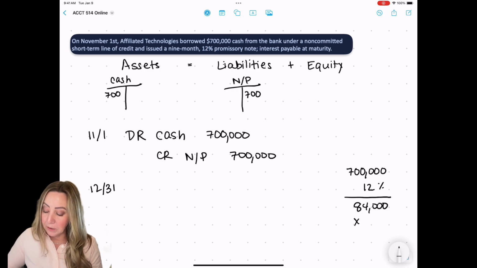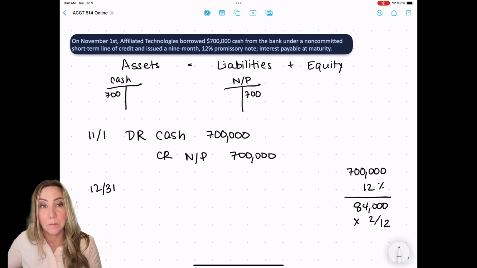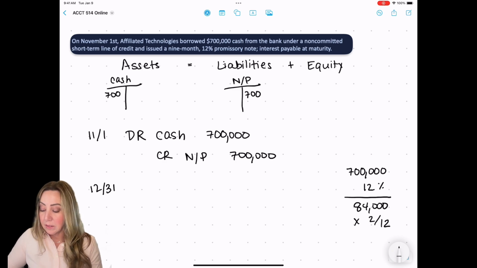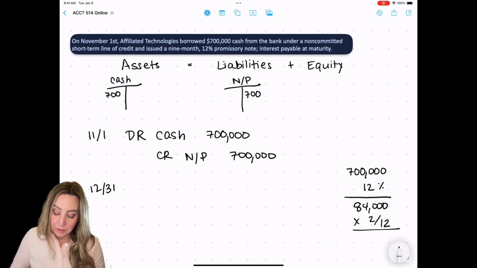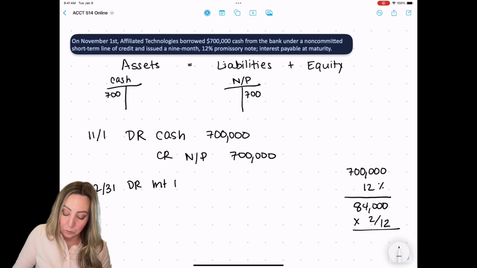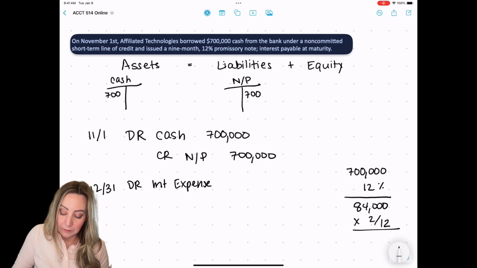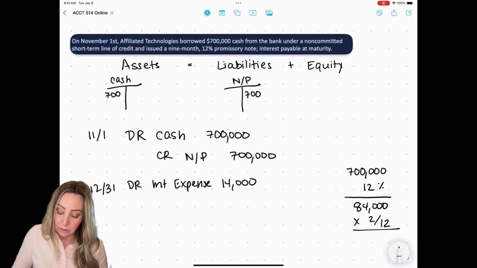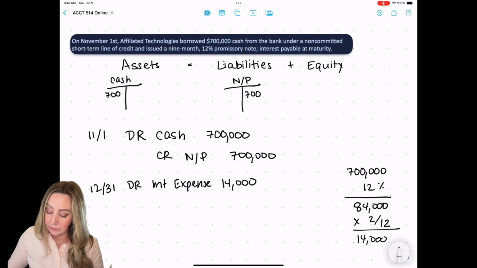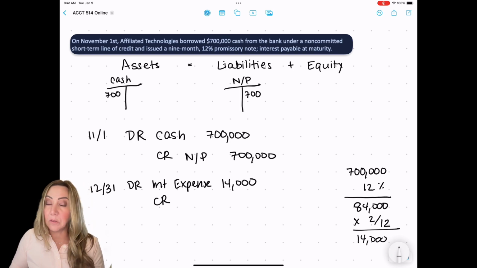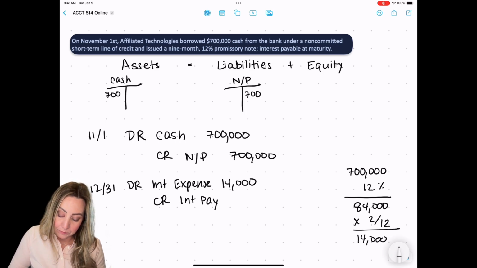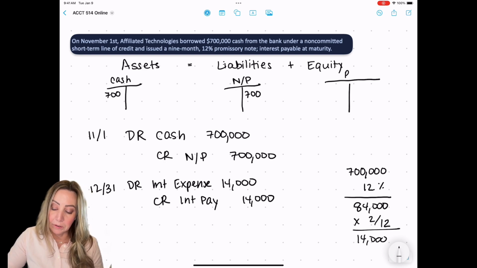And here's the tricky part. We need to multiply this by 2 over 12 because the $84,000 represents 12 months of interest. Even though our note is for 9 months, this calculation right here is for 12. So that will give us our interest expense for the current year, and that would be $14,000. Then, because we don't have anything due until the end of the note, we'll credit interest payable for $14,000.